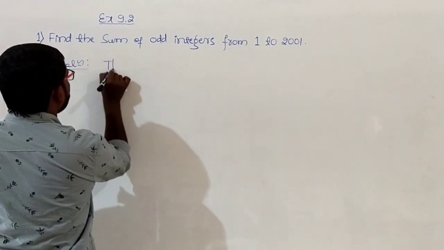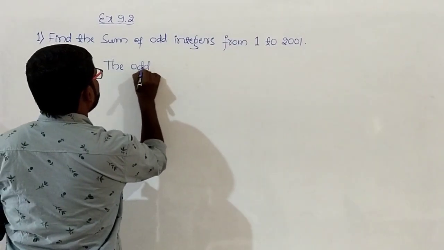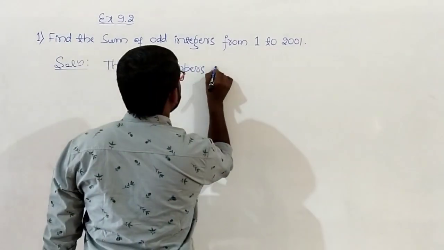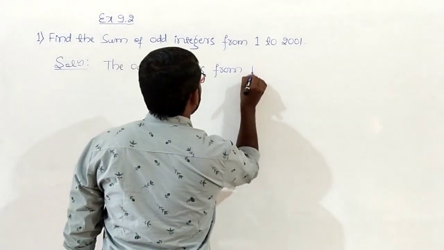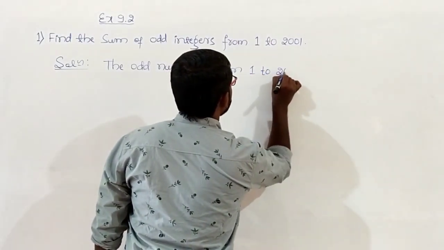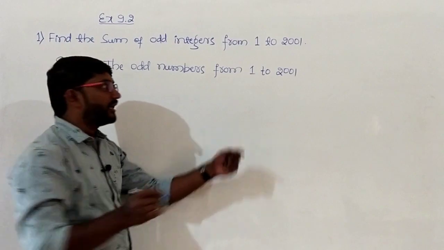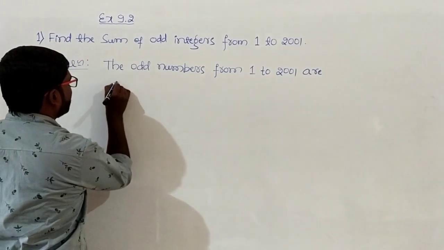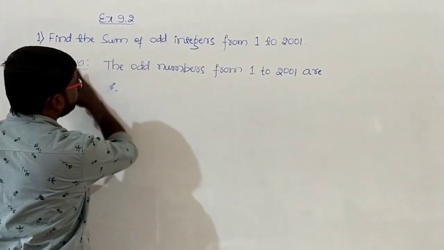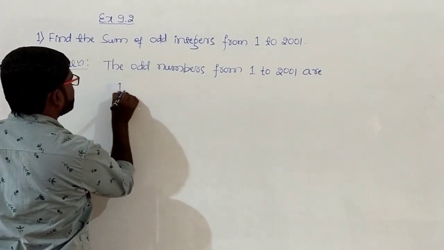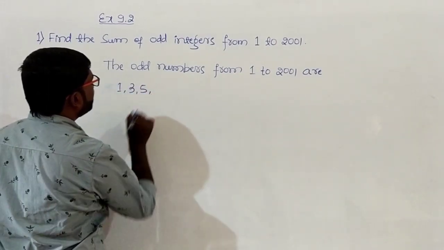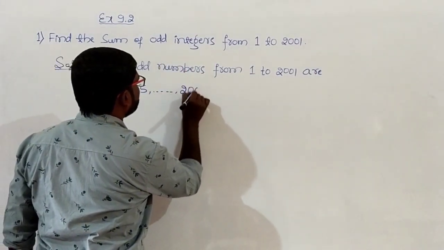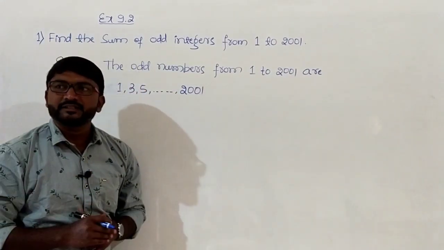The odd numbers from 1 to 2001 are 1, 3, 5 and so on. It is 1, 3, 5 and so on up to 2001. So this sequence forms an arithmetic progression.